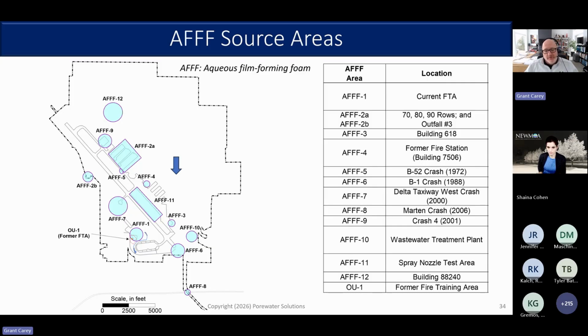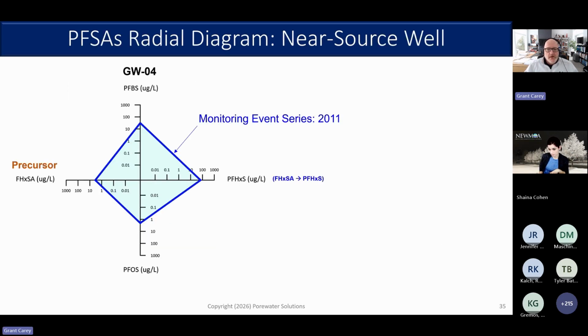And you can see there's a number of other AFFF source areas, some from crash responses, some from storage and use of AFFF in different parts of the site. So the most simple radial diagram, I'm going to show you the layers that we add so you can see the rationale for why we end up with what we have for a PFAS radial diagram. So simplest form, 4 axes, 4 PFAS chemicals.